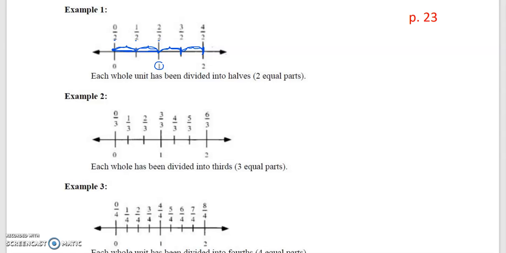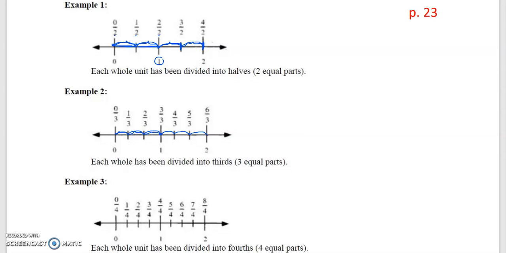For example 2, we're now dividing each whole unit into thirds. So we have 0 thirds, 1 third, 2 thirds, 3 thirds, which is equal to 1 whole, 4 thirds, 5 thirds, and 6 thirds, which happens to be equal to 2. And we learned in our last lesson, we can divide up. 3 goes into 6 2 full times.